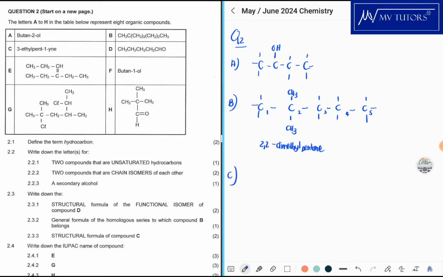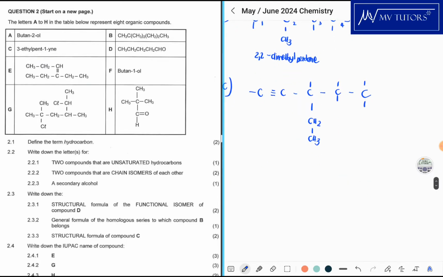And then C, what's happening there? 3-ethylpent-1-yne. Okay, so I have again 5 carbons. And then on the third one, I have an ethyl group. So CH2, CH3, that's my ethyl group. And on the first carbon, I have a triple bond. Okay, so that's my 1 carbon there with 1 H.